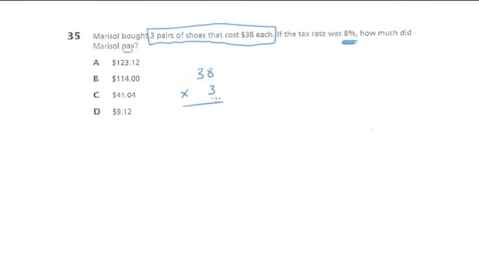So before tax, the amount is $114. Now remember, this is before tax. If you got carried away right now, B is looking very tempting, but we haven't added on the 8%. So what we've got to do is we've got to do the 114, and then here we've got to add the 8%. Now it's very tempting just to think, you know what, just add 8 to it. But that's not going to give us the right answer.